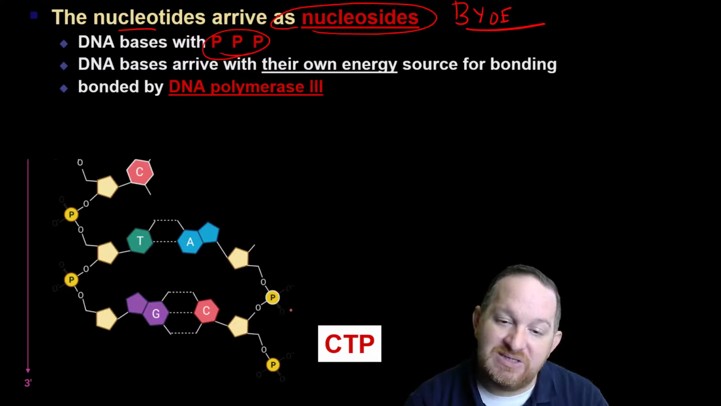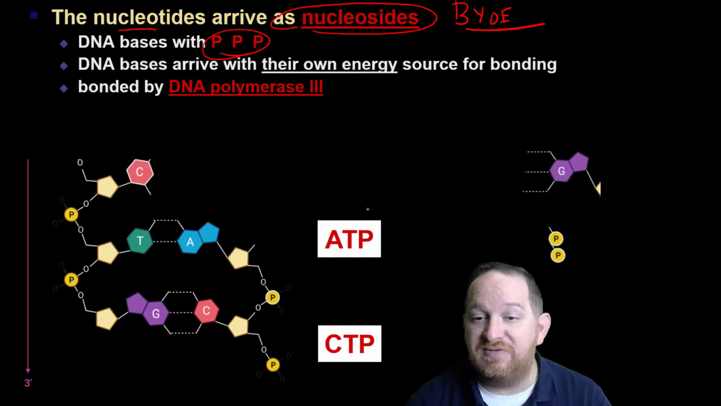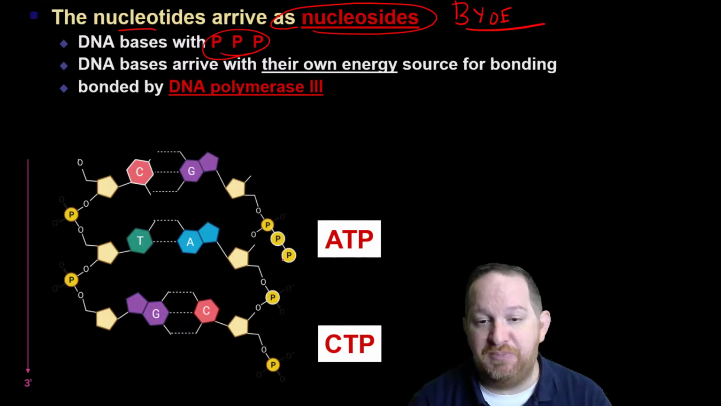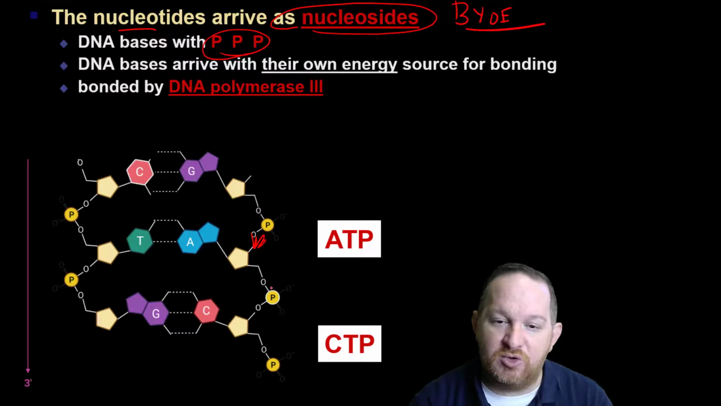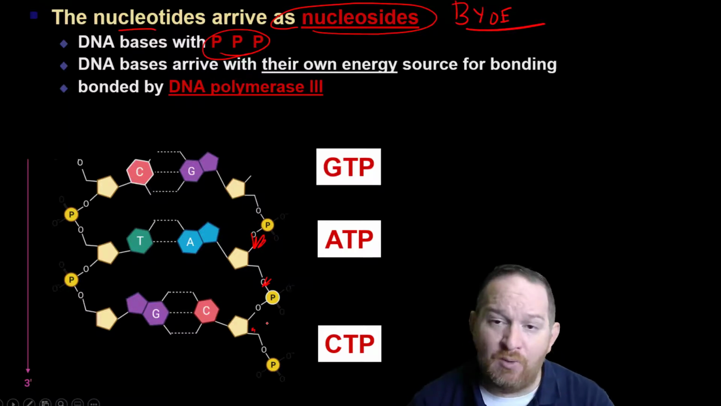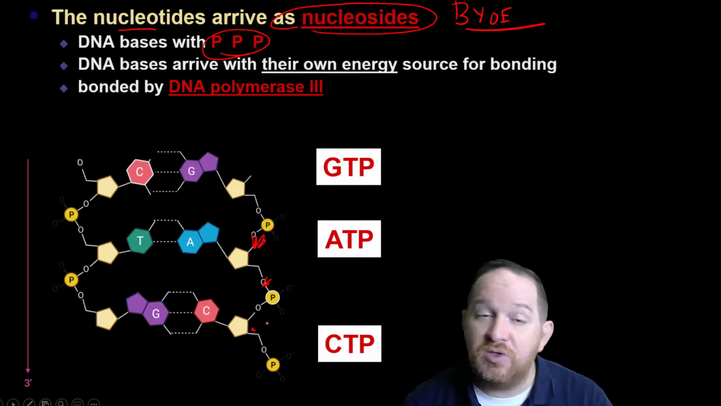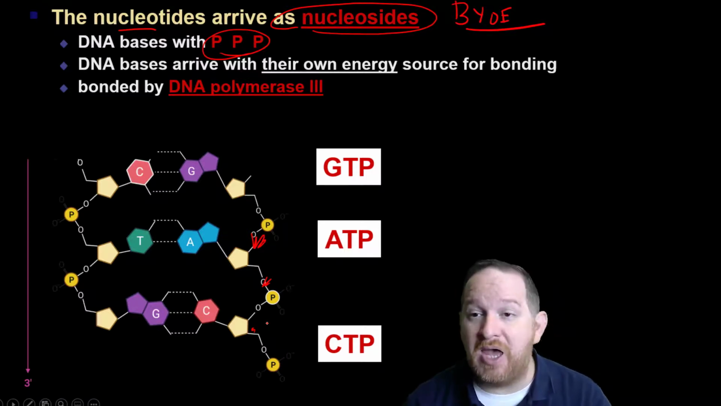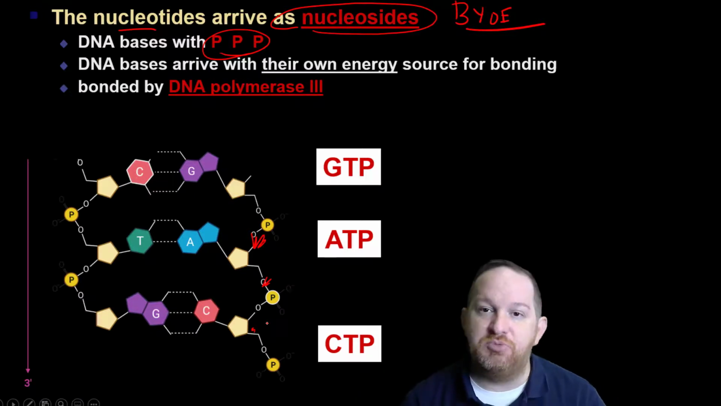Once these phosphates leave, that brings the energy for this all to happen, and there's a GTP. You've got the two phosphates that are going to leave. That provides sort of the energy to bind these things together. That was a GTP. So what provides the energy? Well, the nucleosides themselves come in with these extra phosphate groups. That provides the energy for this process to take place.